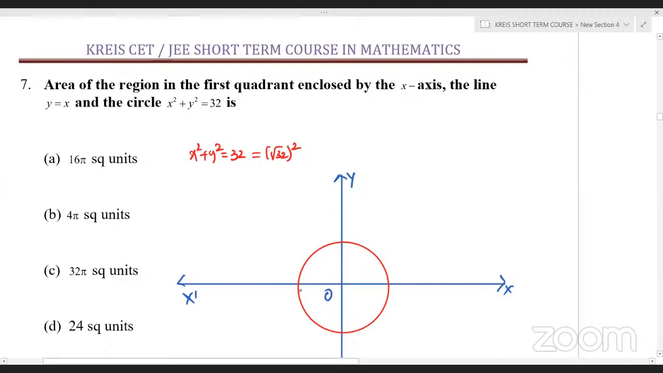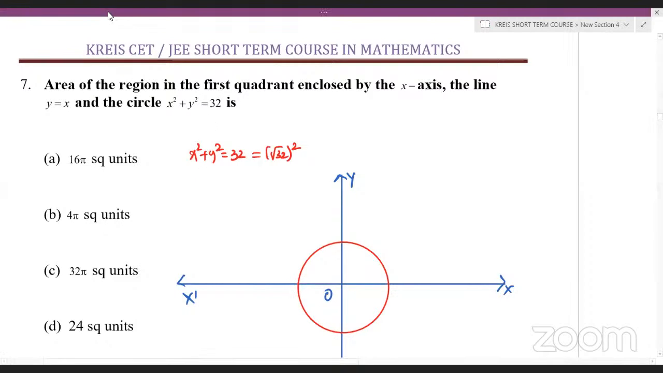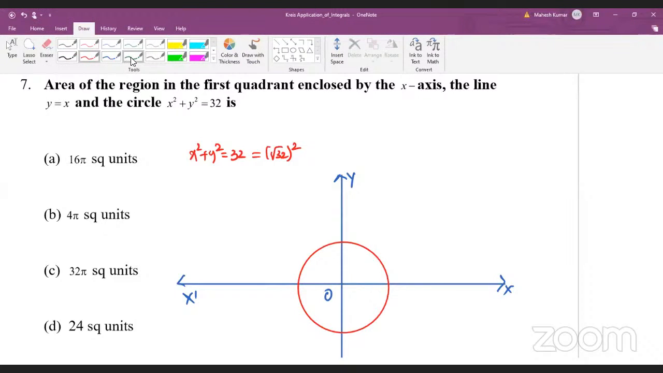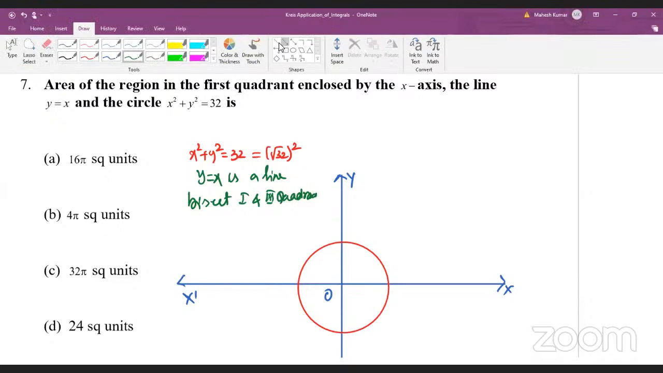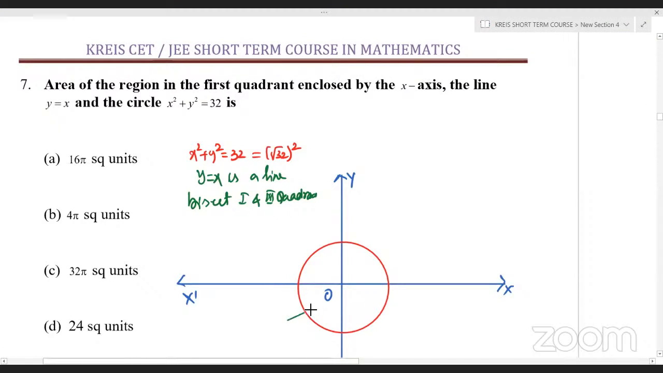Now y is equal to x. Y is equal to x is always a line. Y is equal to x is a line that bisects the first and third quadrant. Now I am going to draw a line which is going to bisect the first and third quadrant. So now this is going to be the line.